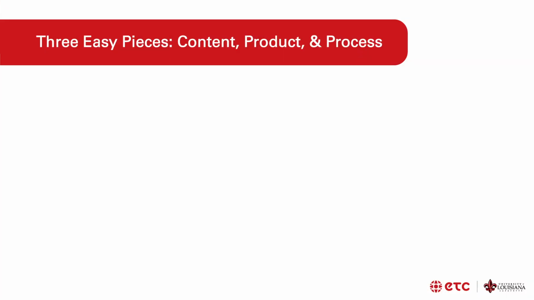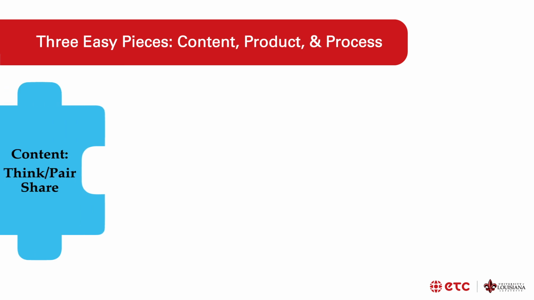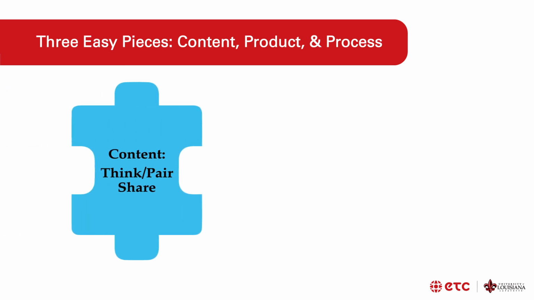In terms of the easy pieces for content, product, and process, for content, we have that think, pair, share, where the students are talking about the content in small groups or with a partner at the preview level, at the mid-view level, and at the post-view level. It's just a 30-second conversation, and then you use 30 seconds to ask 1 or 2 pairs to share out.